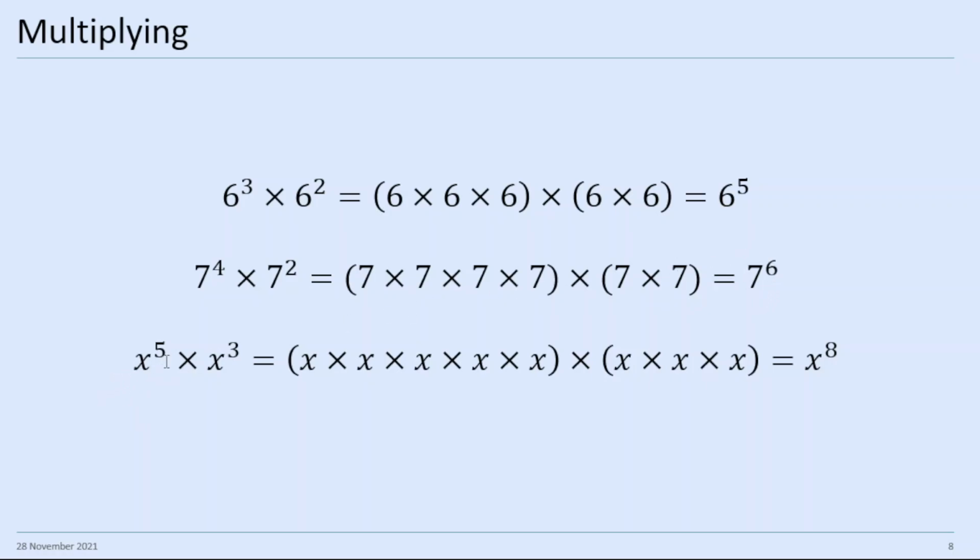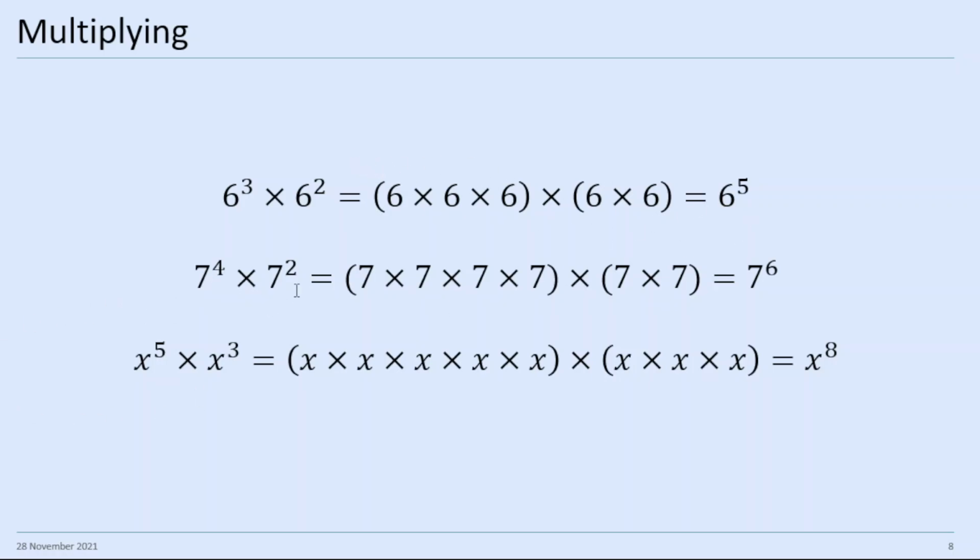Then say we've got x to the 5th times x to the 3rd, that's x times x times x times x times x, that's x to the 5th, times x times x times x, that's x to the 3rd. Altogether, that makes x to the 8. So what we're doing here is we're adding the powers. So 6 to the 3 times 6 to the 2 equals 6 to the 5. 3 plus 2 is 5.